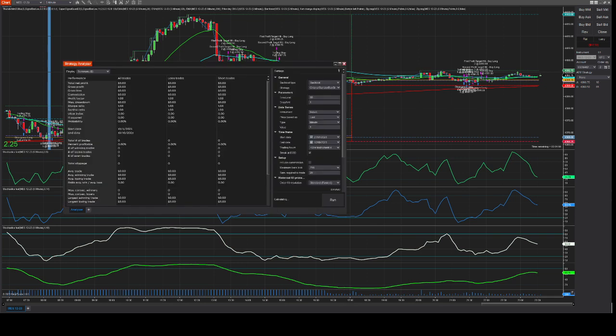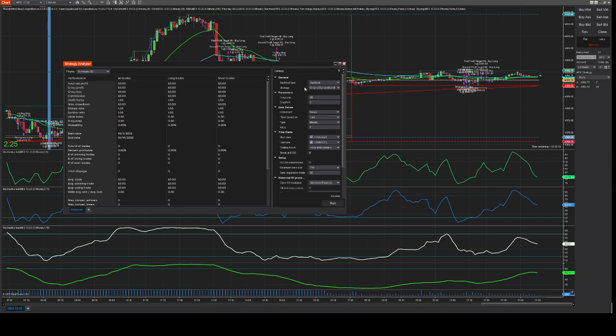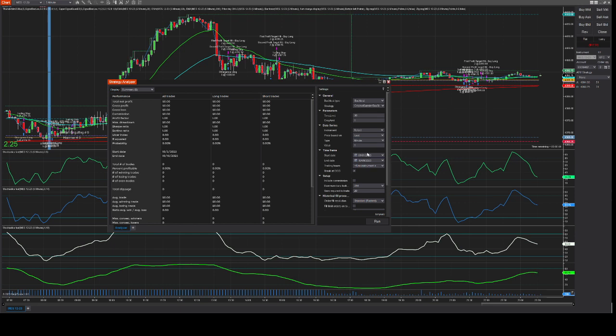And again, this sometimes is not the best way of doing this because every day has a different outcome based off of how the trend is, and you have to set the parameters based off of those trends.